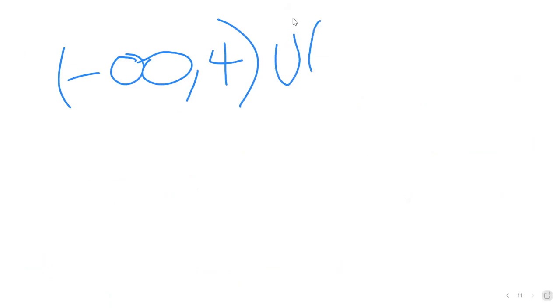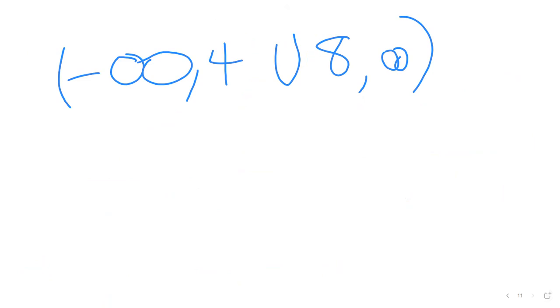Start at negative infinity, go all the way up to 4. Then we stop for a little while. That's U. And then pick back up at 8 and stop at infinity. Now, what do I have wrong about what I just wrote down? Good. He picked up that we are allowed to be equal to 4 and 8. So don't use those parentheses, use those square brackets. Good.